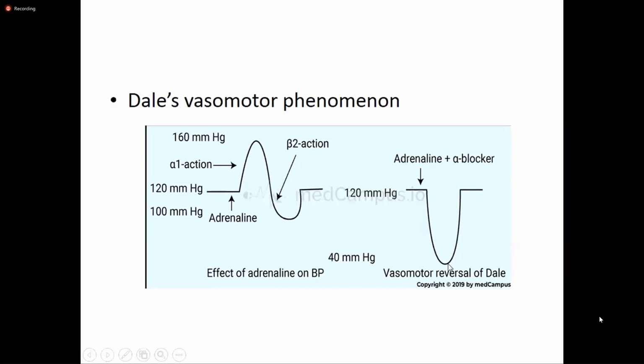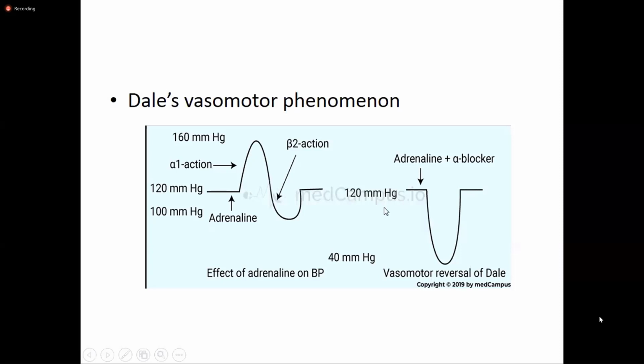There will be only fall in BP. So why is there only fall in BP? Because you have given the alpha blocker. For example, you are giving prazosin. So you are blocking the alpha 1 receptors. Alpha 1 receptors normally cause vasoconstriction, which increases BP, but that is now blocked.